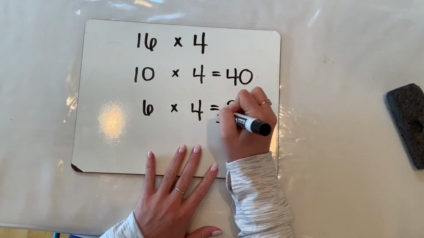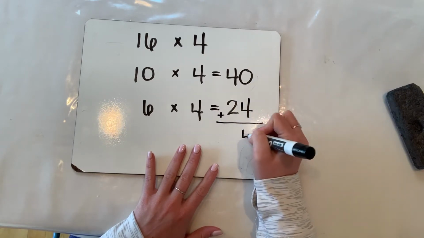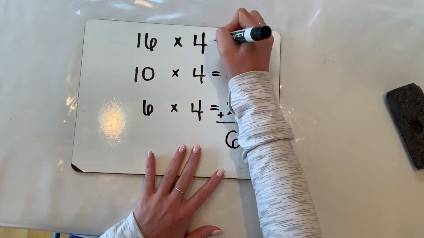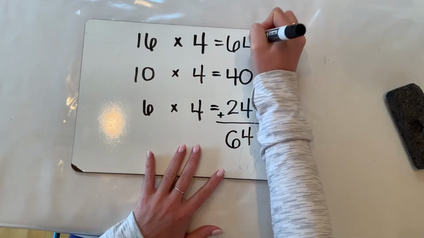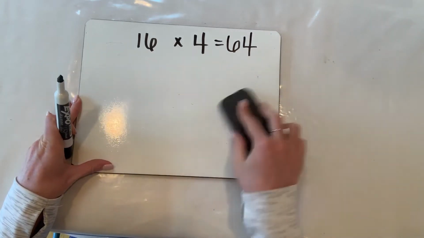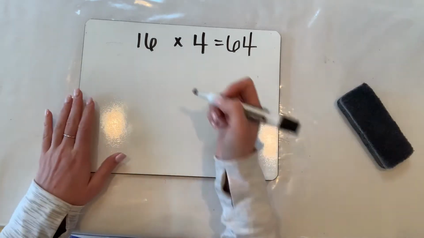And then I can add those up. 0 plus 4 is 4. 4 plus 2 is 6. My answer is 64. Let me show you the other way to do it. The other way is to write it up and down.